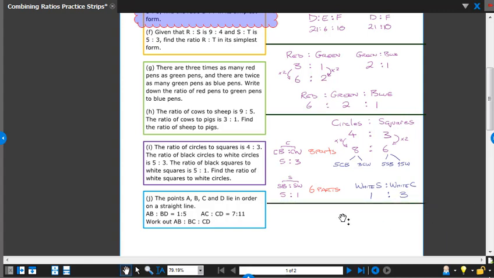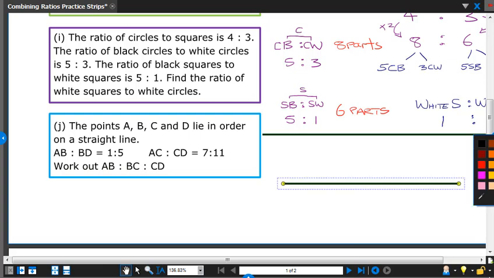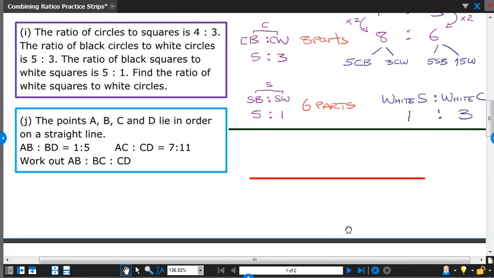So let's go to the last part. The points A, B, C, D. So this looks a bit weird to me. They lie on a straight line. First thing I'll do is I'm going to draw a straight line. So just like in class, my straight lines are perfectly straight. I'm actually drawing this freehand, I'm not drawing it with the computer. It's just totally freehand. Okay, so A to B to D.